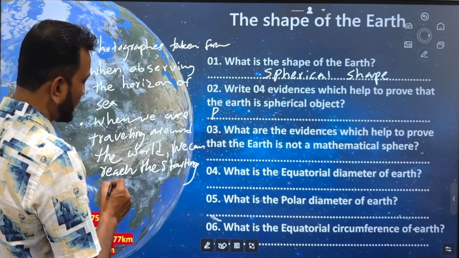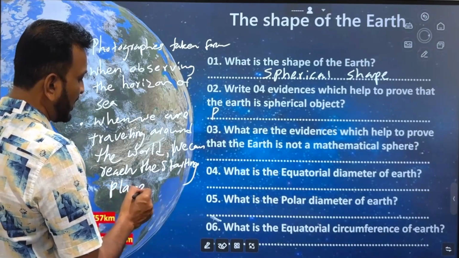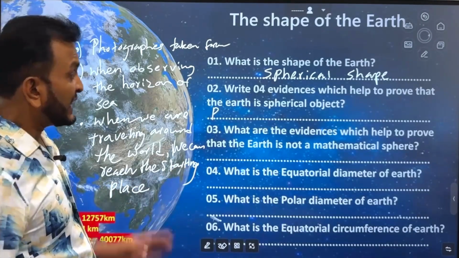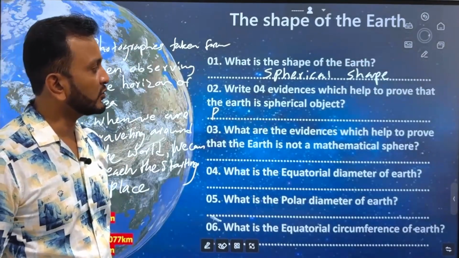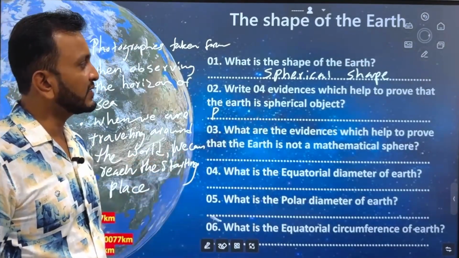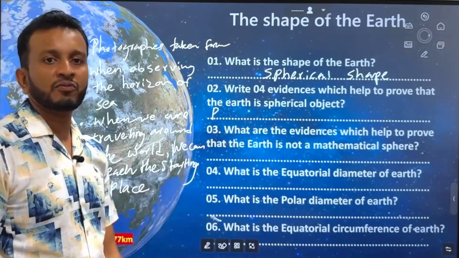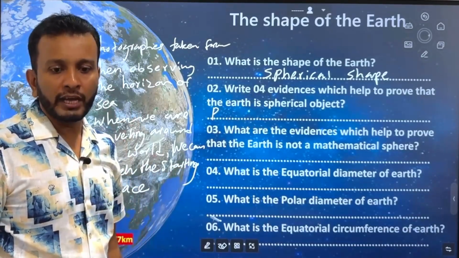We can reach the starting place. Right. That's why we are calling the earth a spherical shape. Okay. Write 4 evidences which help to prove that the earth is a spherical object. Now you can prove that.